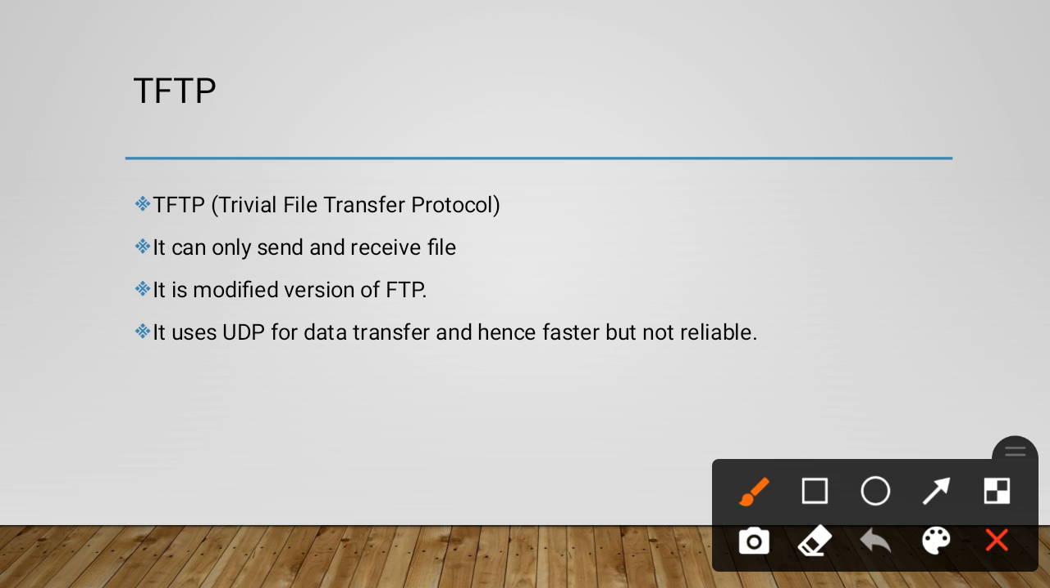Then TFTP, Trivial File Transfer Protocol. This is the advanced version of the FTP, and it uses UDP for the data transfer. It is faster.